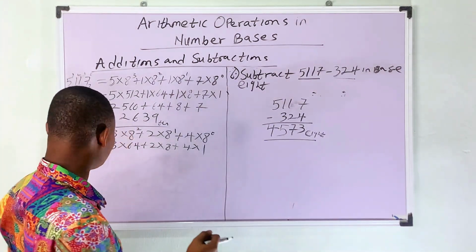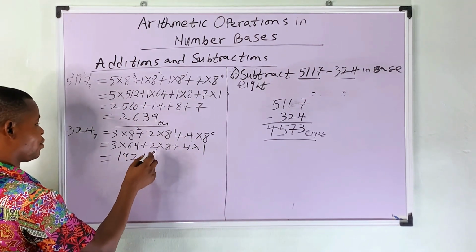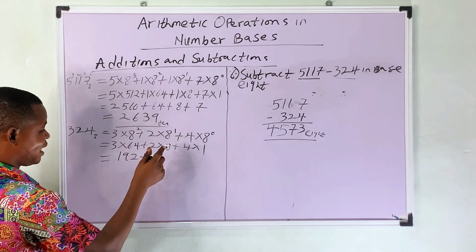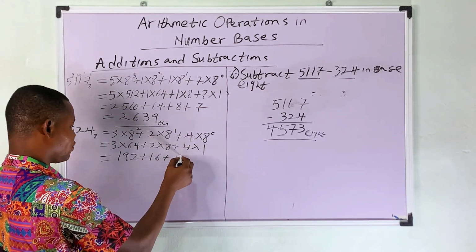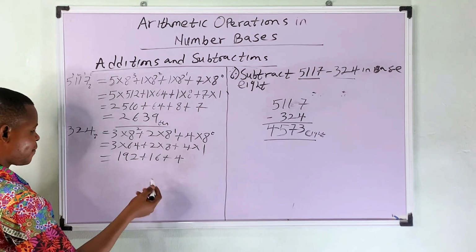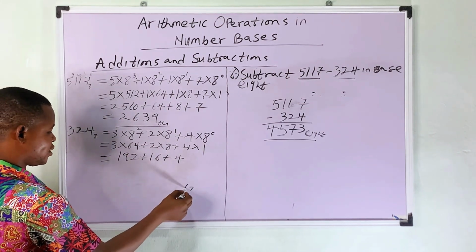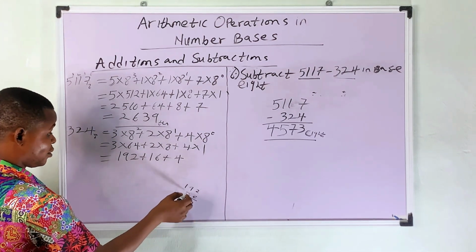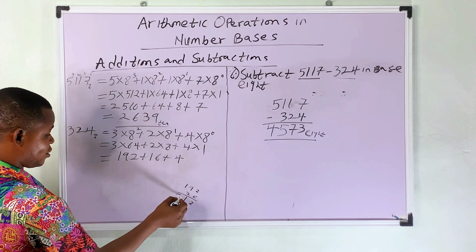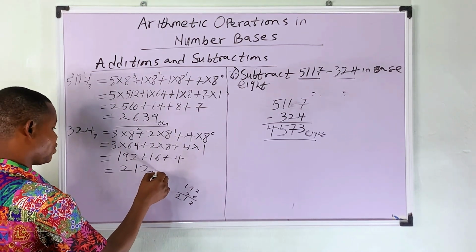64 times 3 is going to give us 192. Then plus 2 times 8 will give us 16. Then plus 4 times 1 will give us 4. This 16 plus 4 will give us 20. 192 plus 20 is 212. This is 212 in base 10.